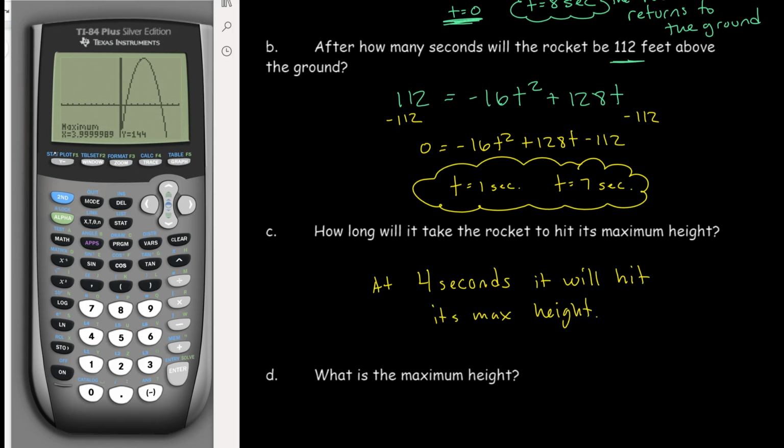And then at what height is that maximum? What on this screen shows you the height of the maximum? The Y. So a height of 144. 144, what's our unit? Feet.